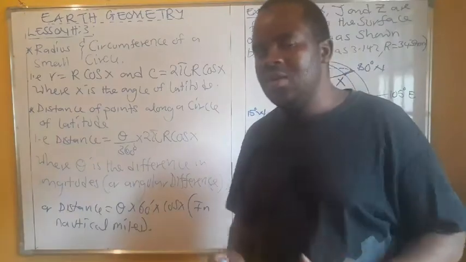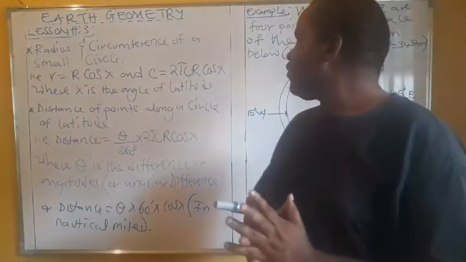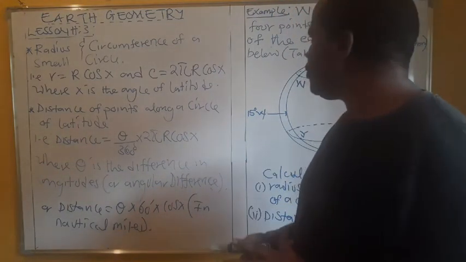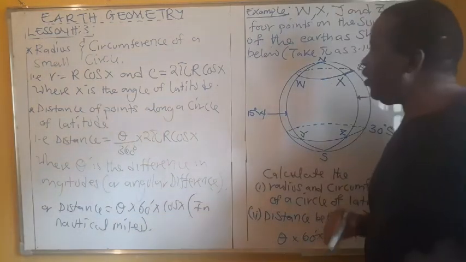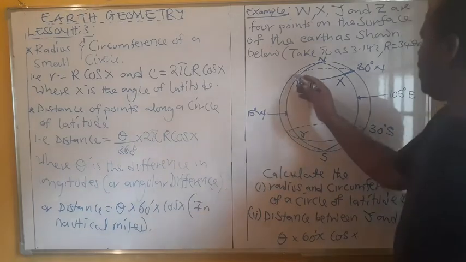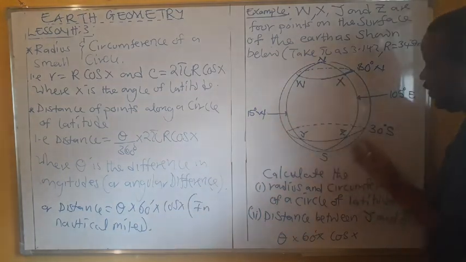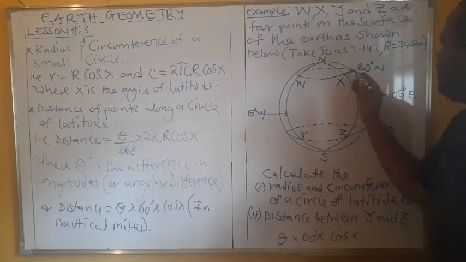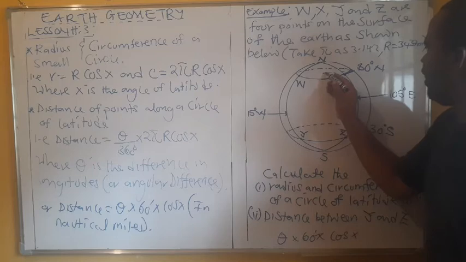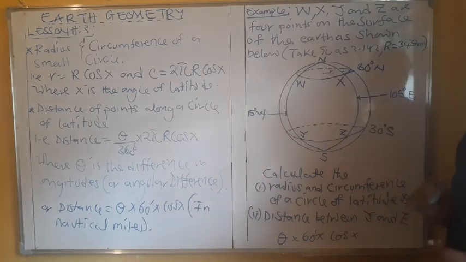What is a small circle? Remember we said, I think in lesson 1 or so, all circles of latitude apart from the equator are small circles. So like this one is a small circle, this is a small circle. In this case we might want you to find the radius of this circle, meaning from here up somewhere here, what is the radius of this circle?